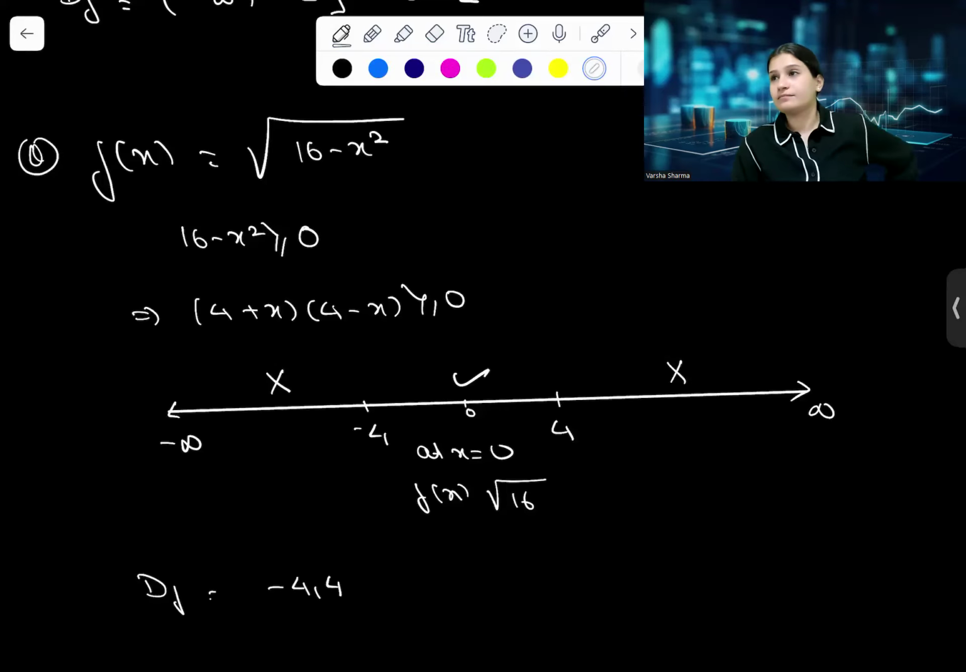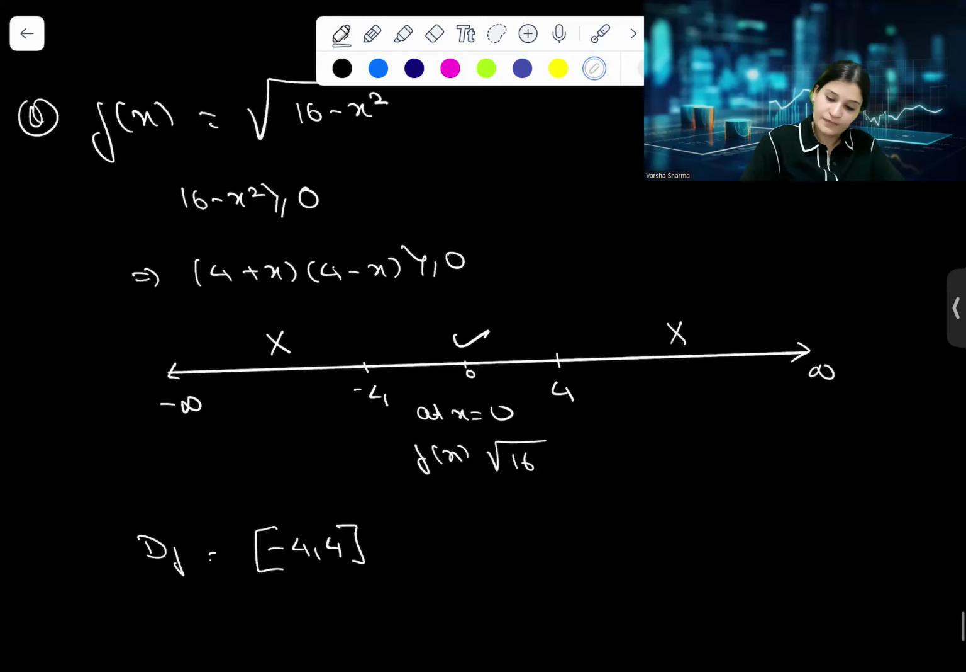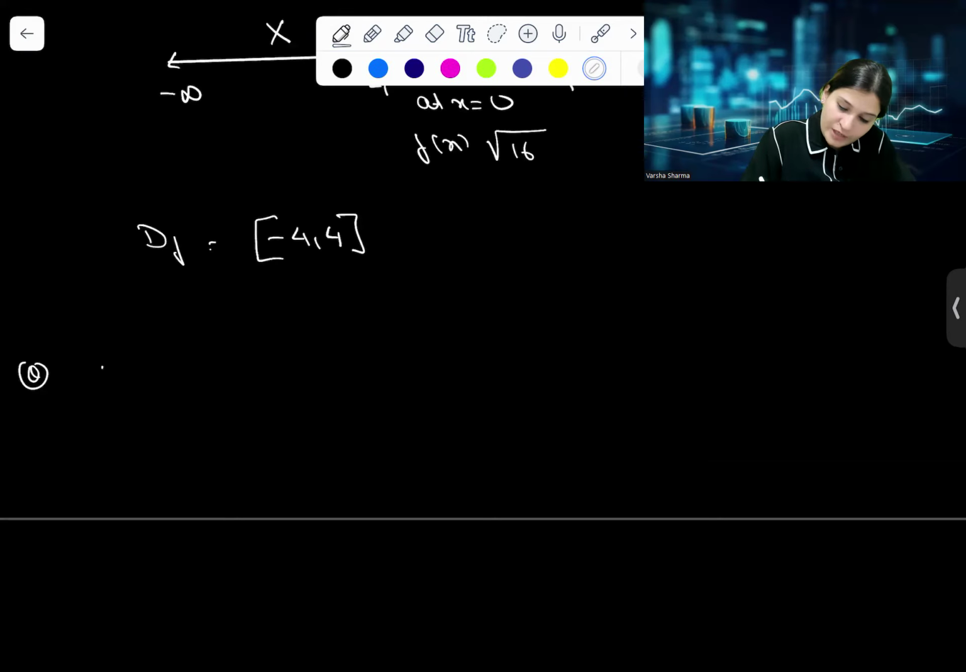Can you tell me the bracket? Closed means take the number. Round means don't take the number. So can I take 4? Yes, because if I take 4, I get 0 in the numerator. So I'm okay with it. Yes or no? Everybody clear?